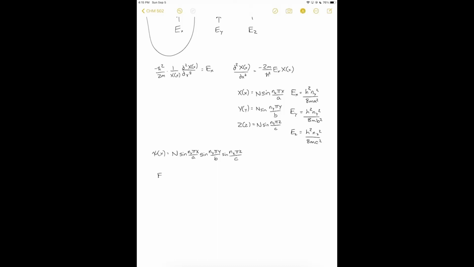And the energy is simply h squared over 8m, and then we have the product where we have n_x squared over a squared plus n_y squared over b squared plus n_z squared over c squared. And this is the energy of a three-dimensional particle in a box.